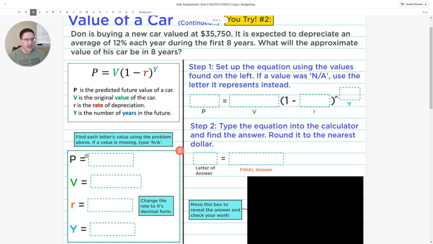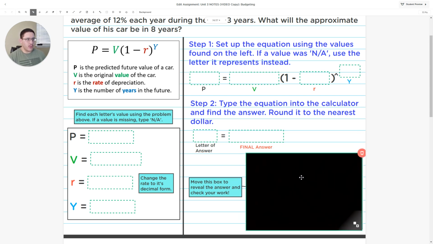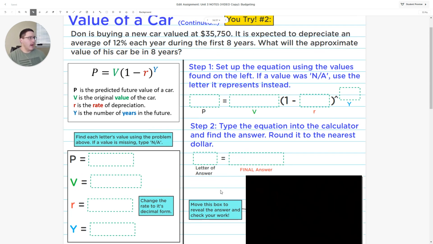So here is where you're going to input the values that you found on the left if you're following along in ClassKick. And then if there is no value available, put NA for that answer on the left. However, on the equation, if it was NA, then make sure you just put the letter that it represents. Step 2, type the equation into the calculator and find your answer, round to the nearest dollar. If you're on ClassKick, you can move this box to check your work to see if you're doing everything correctly. Otherwise, just make sure you're working through this on your paper, pencil, and calculator, and then wait for me to go over this problem in this video.